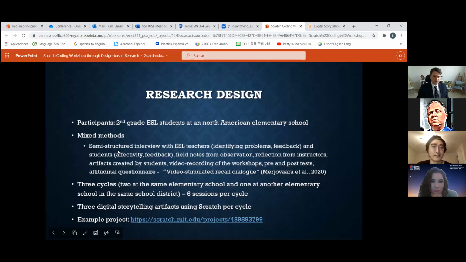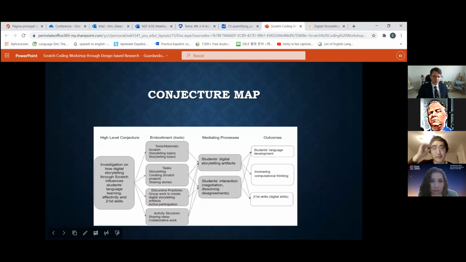Okay, and this is the conjecture map that I created. So students will use Scratch and storytelling. Students will have storytelling topics and a storytelling board. Before they go to Scratch, they will use the storytelling board to design how they create the story. And then the task will be storytelling and creating Scratch projects and then sharing stories with their peers.